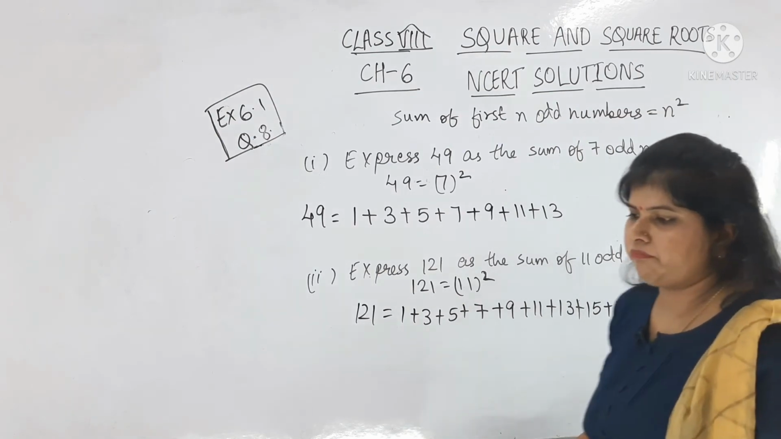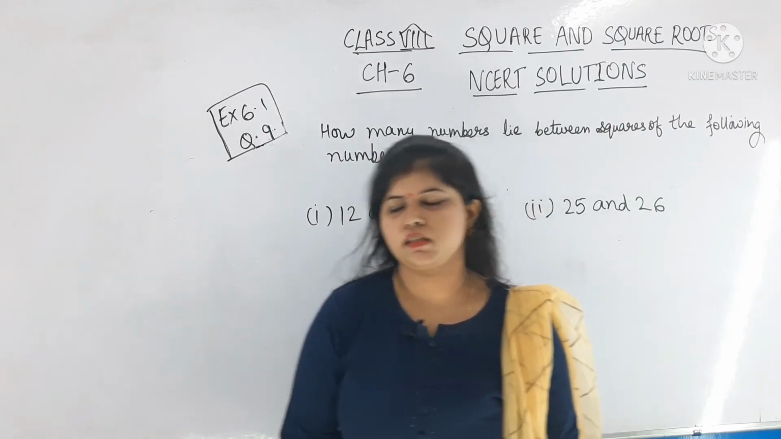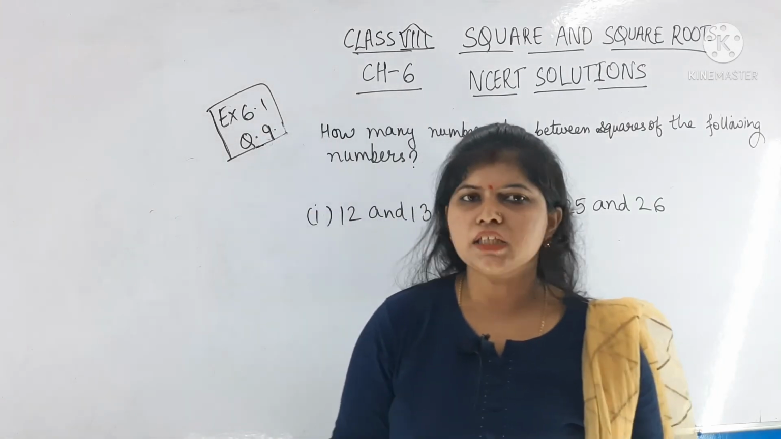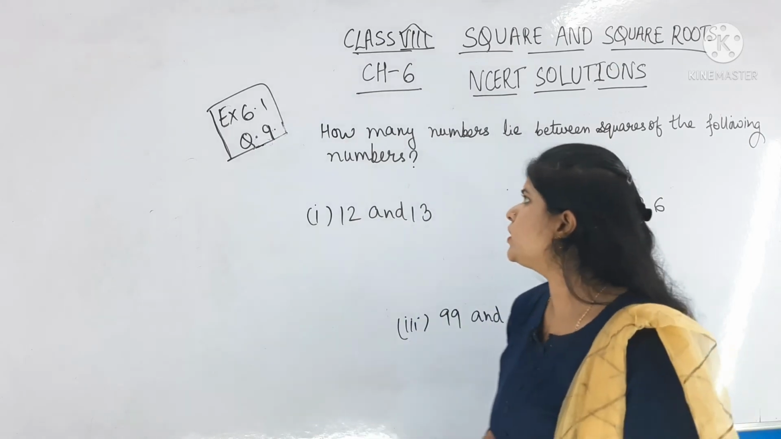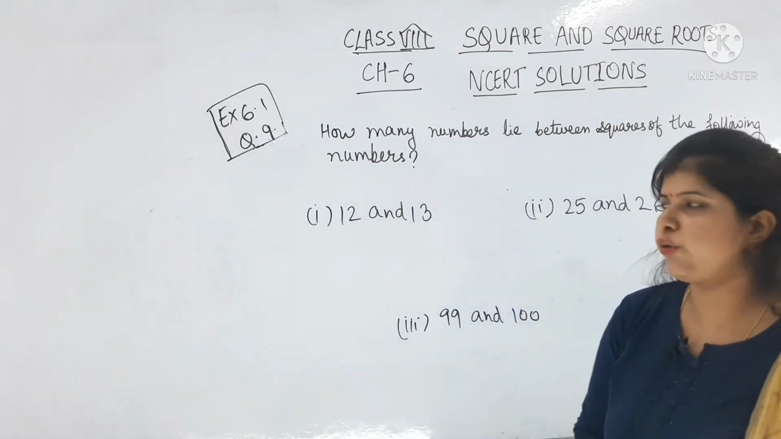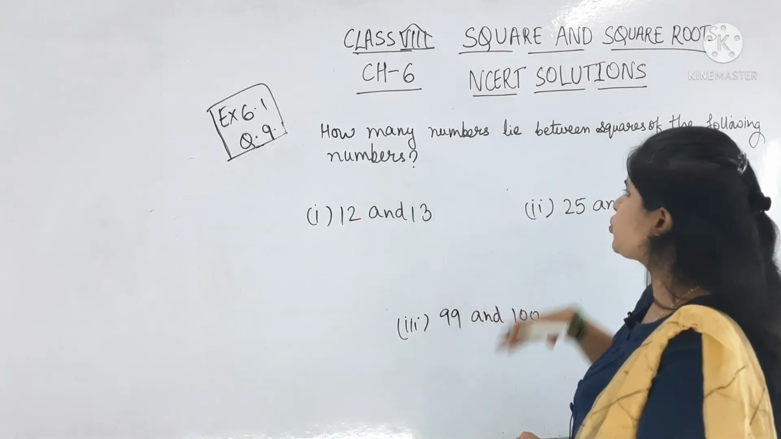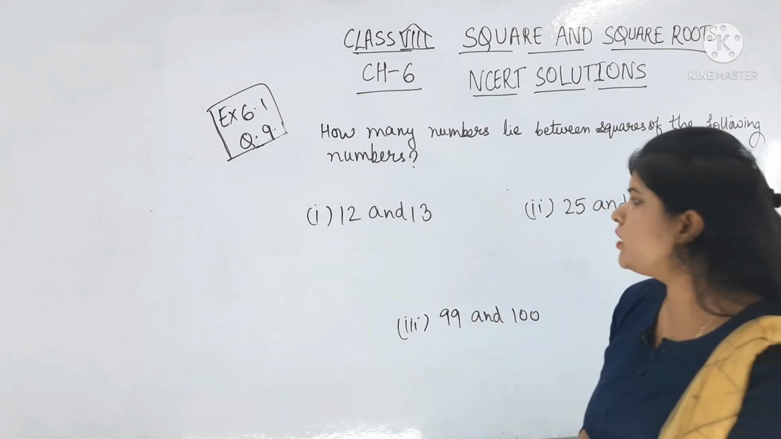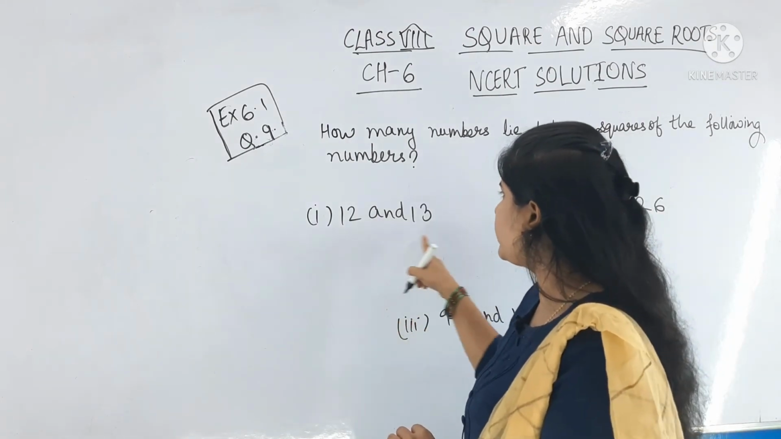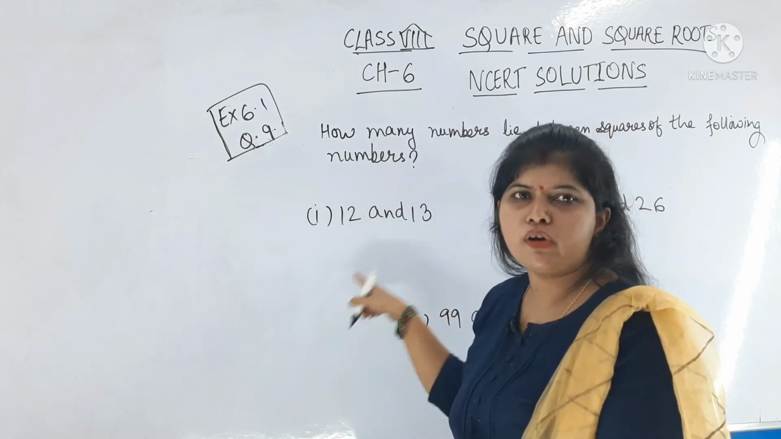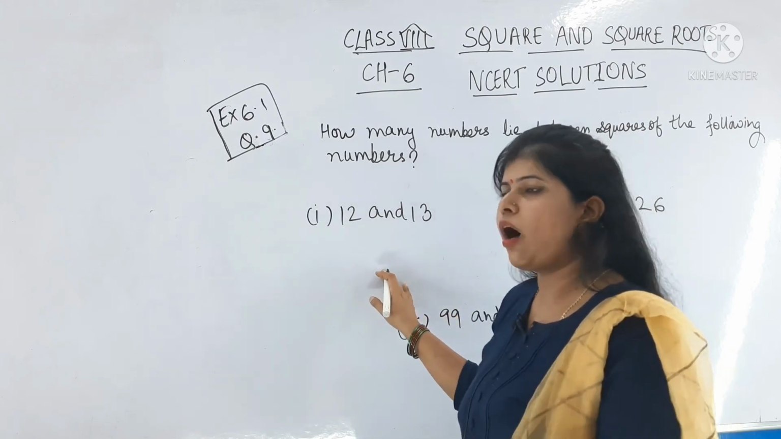Okay students, let's do the next question. This is the last question of my video. So here it is question number 9 of exercise 6.1. How many numbers lie between squares of the following numbers? Here it means 12 square and 13 square, that is 144 and 169. Between them how many numbers?